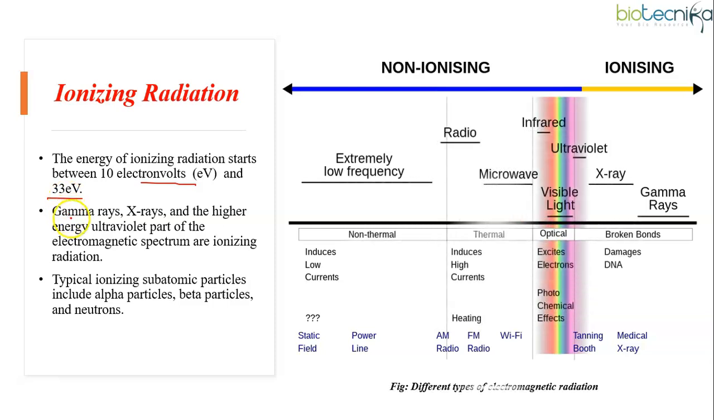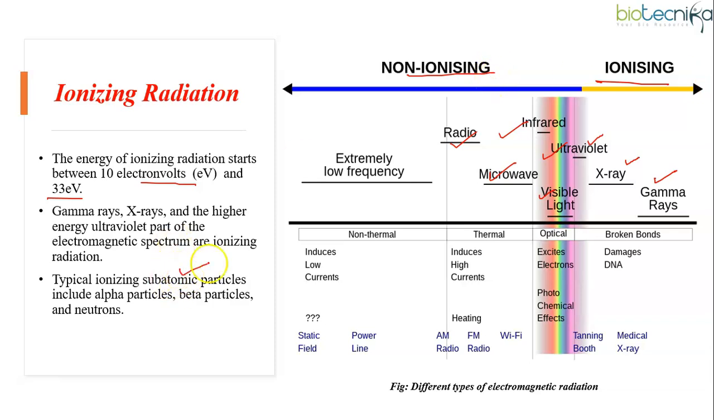As shown in this figure, there are different types of electromagnetic radiations. Gamma rays, X-rays, and the higher energy ultraviolet rays, which are part of the electromagnetic spectrum, are ionizing radiations. However, the lower energy ultraviolet, visible light, nearly all types of laser light, infrared, microwave, and radio waves are non-ionizing radiations.